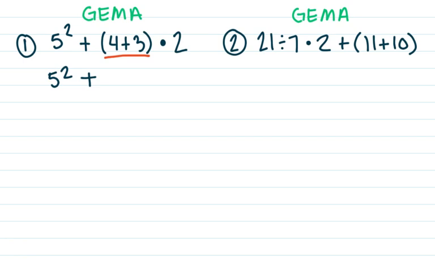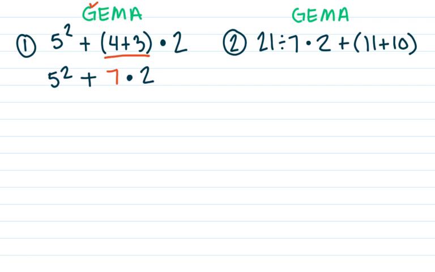So 4 plus 3. I have not touched this 5 to the second power. I have not touched this multiplying by 2. Notice that the only thing I changed as I rewrite my problem is 4 plus 3. That is what I did, okay? I check. I don't have any other grouping symbols, so grouping symbols are done. I put a check mark above the G.